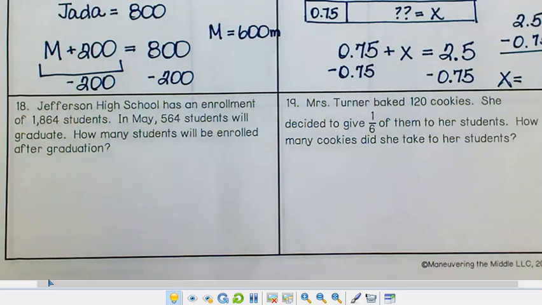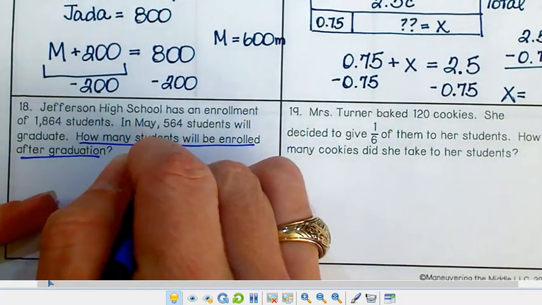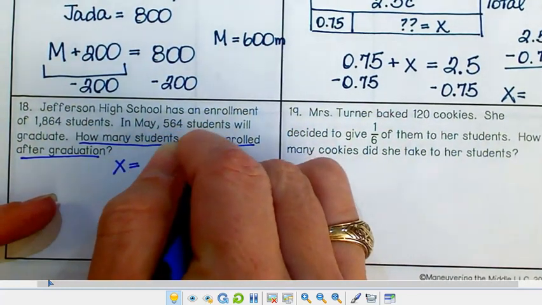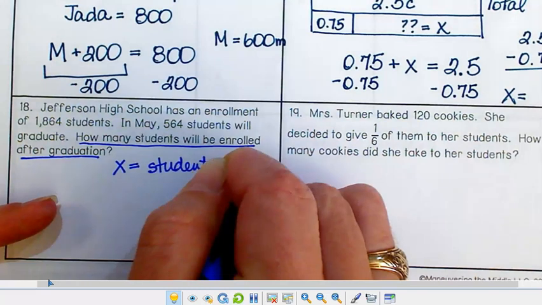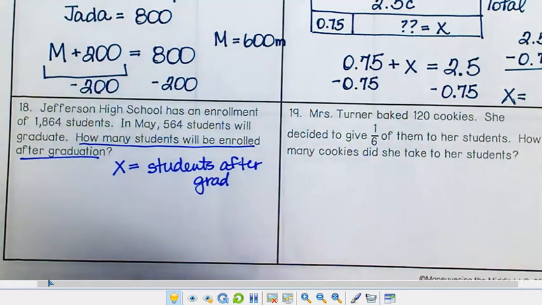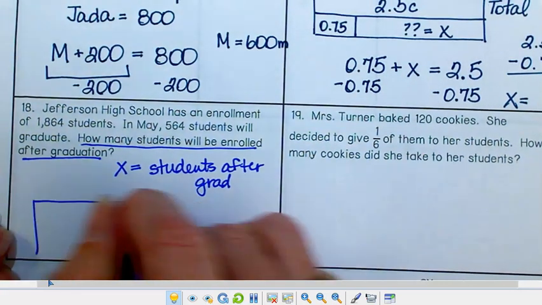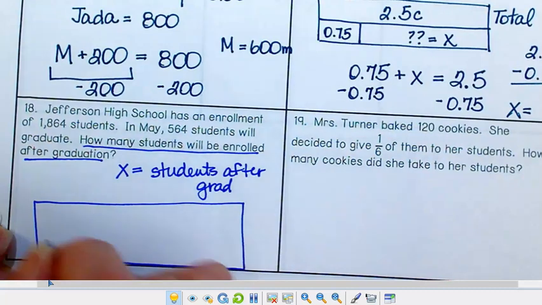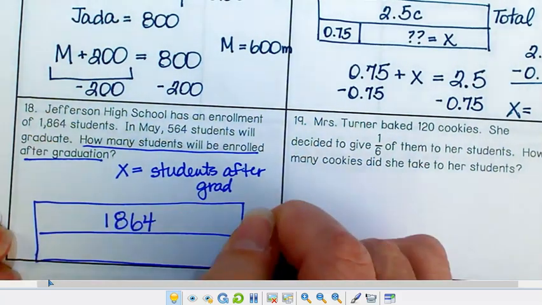Okay, Jefferson High School has an enrollment of 1,864 students. In May, 564 students will graduate. How many students will be enrolled after graduation? So what we're looking for is right here. X is going to be students enrolled after graduation. Okay. How do we figure that out? Right now, there is a total of 1,864 students total.